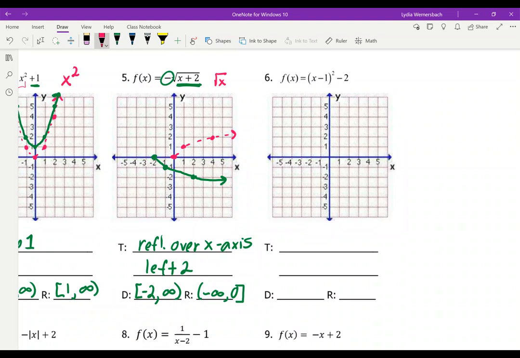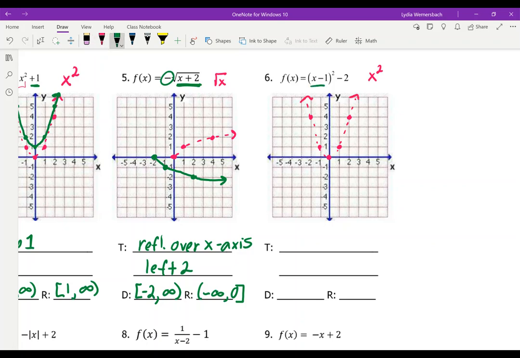So again, we have another parent function where we are doing x squared. We're working with that quadratic, that parabola shape. So we'll plot (0, 0), (1, 1), (2, 4), (-1, 1), (-2, 4). That's our parent function. Looks like that. Then we need to list out the transformations.